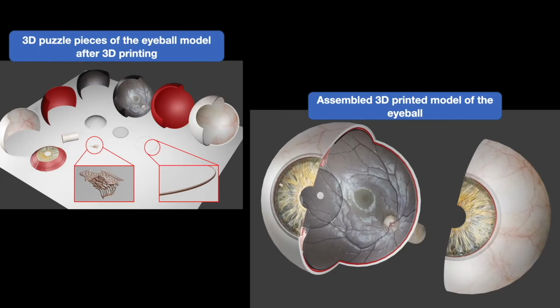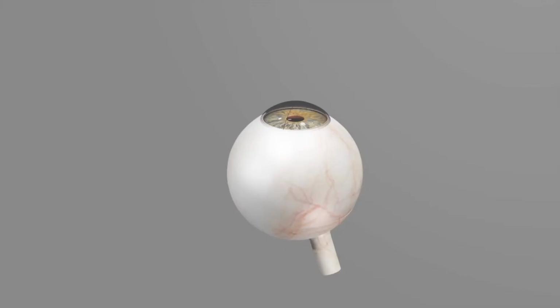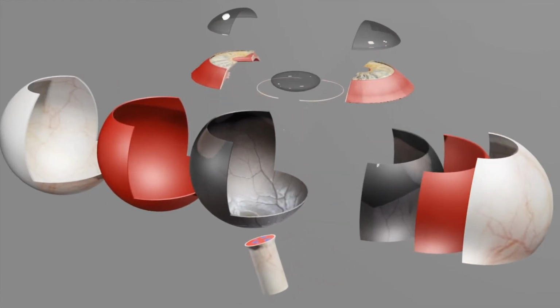On the left hand side, you can see the 3D puzzle pieces of the eyeball model after 3D printing. And on the right hand side, you can see the assembled 3D printed model of the eyeball. This video shows how the 3D eyeball was constructed in fine detail by us with all the various parts.